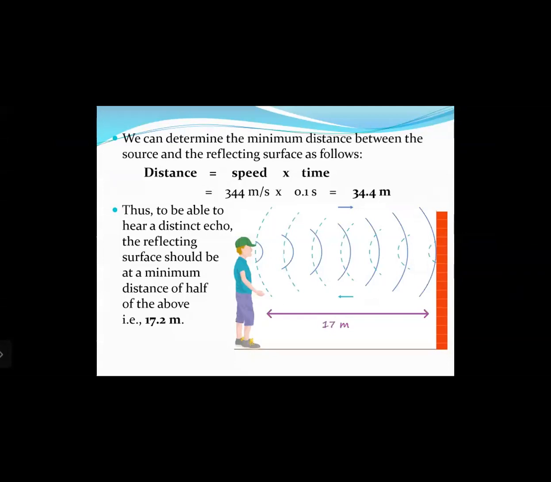Now remember, the 34.4 meters is a total distance. That means from the source to the reflecting surface and then back again to the source, right? Thus, to be able to hear a distinct echo, the reflecting surface should be at a minimum distance of half of the above, that is half of 34.4, which is 17.2 meters, right?